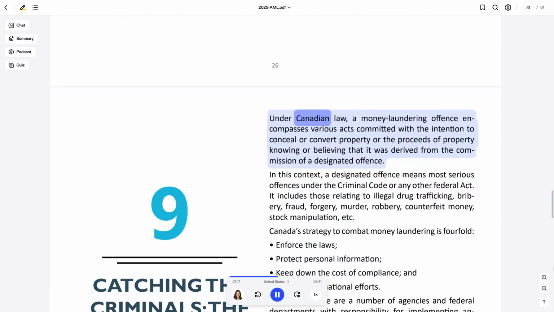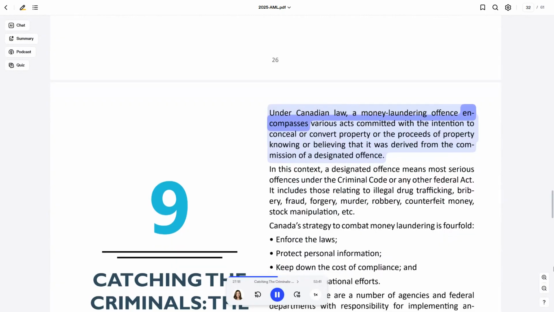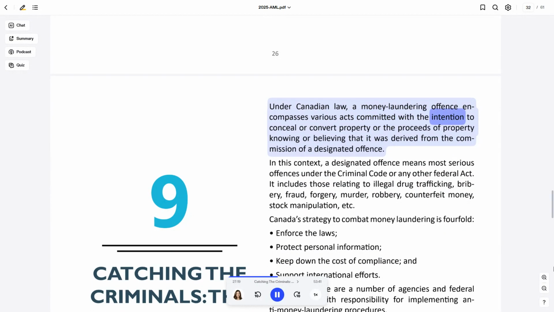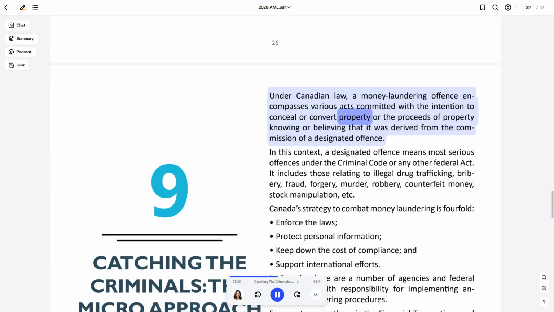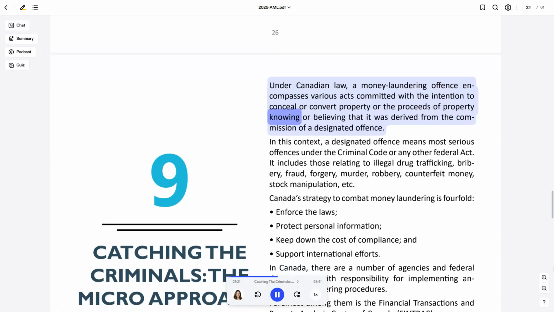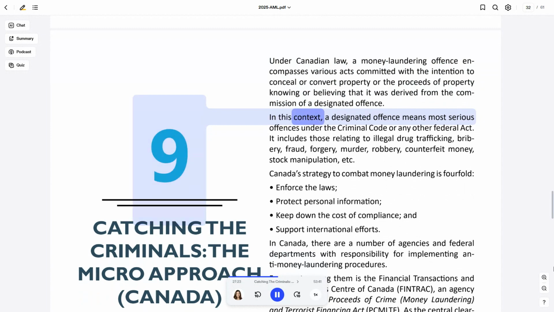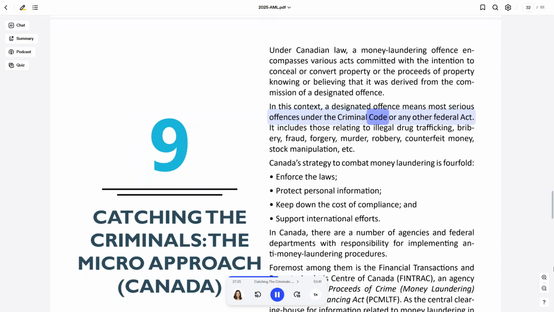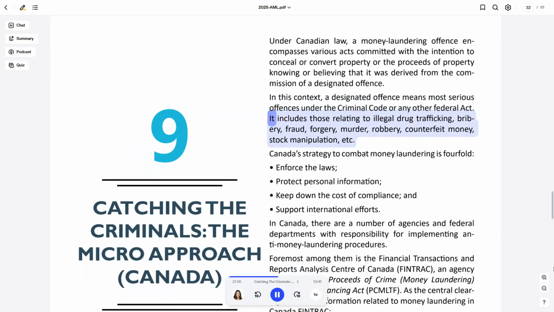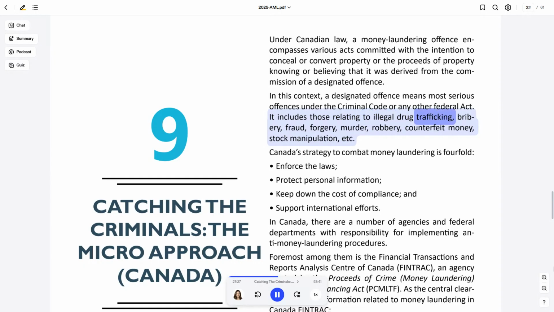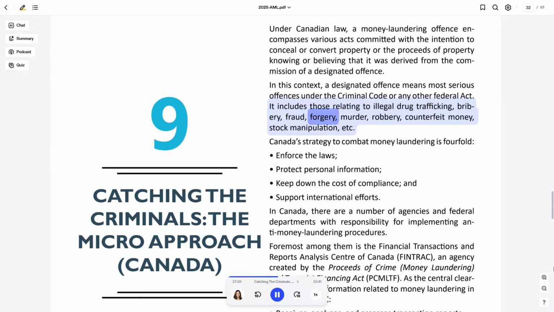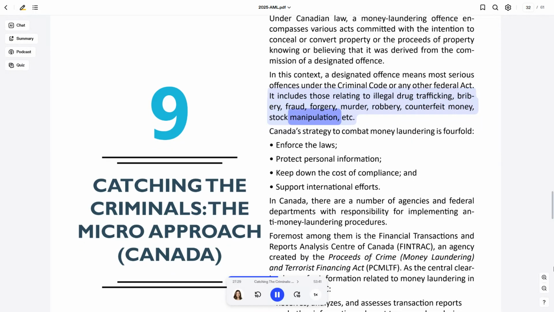Under Canadian law, a money laundering offense encompasses various acts committed with the intention to conceal or convert property or the proceeds of property, knowing or believing that it was derived from the commission of a designated offense. In this context, a designated offense means most serious offenses under the Criminal Code or any other federal act. It includes those relating to illegal drug trafficking, bribery, fraud, forgery, murder, robbery, counterfeit money, stock manipulation, etc.